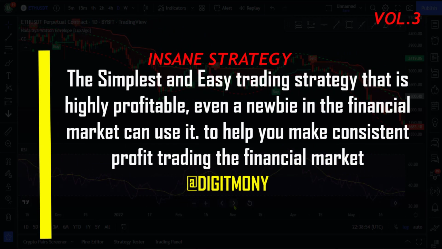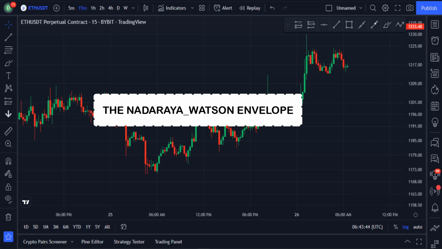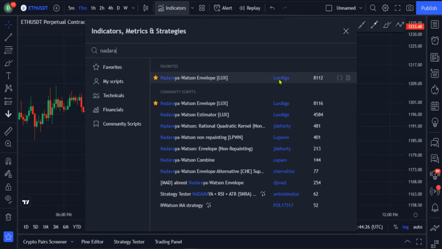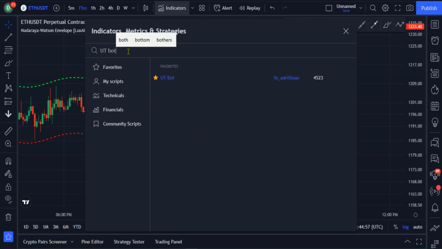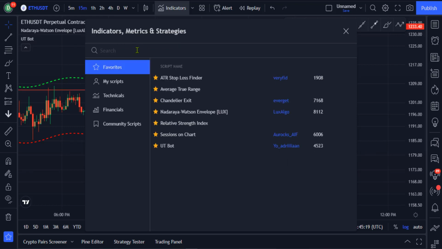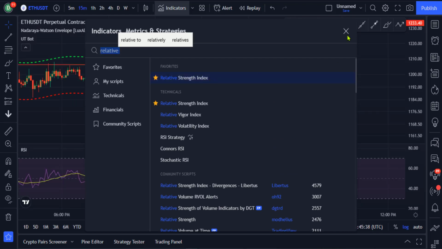Now, let's get started. So in this strategy, we will be using 3 advanced indicators. The first indicator is the Nadaraya-Watson envelope. So click on this indicators tab over here and type in the Nadaraya-Watson envelope, which is this one by Lux Algo. Put a star next to it and click on it to add it to the chart. The second indicator is the UT bot, which is this one by Yo Adrian. Put a star next to it and click on it to add it to the chart. Now the third indicator is the relative strength index, the RSI, and also put a star next to it and add it to the chart.